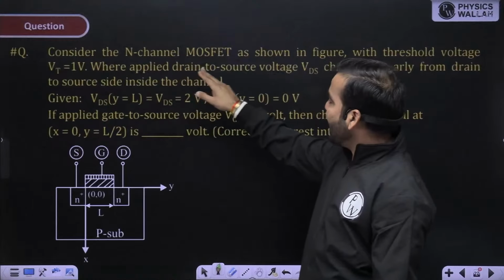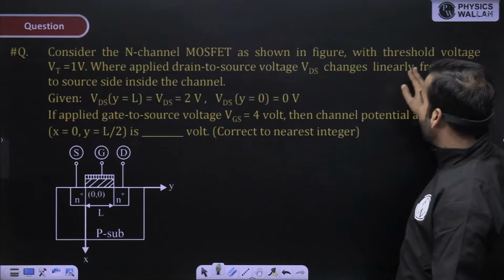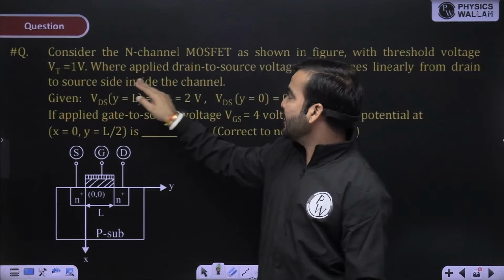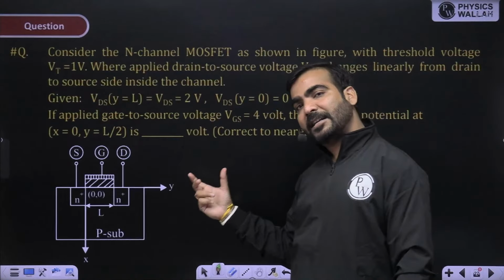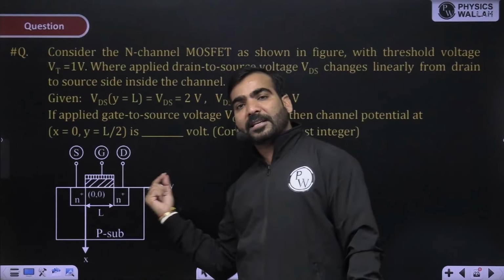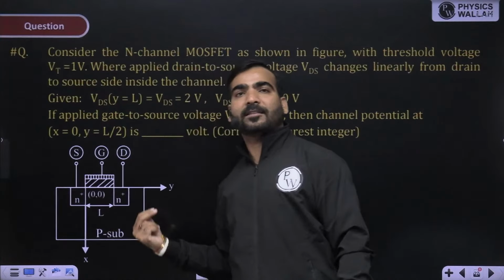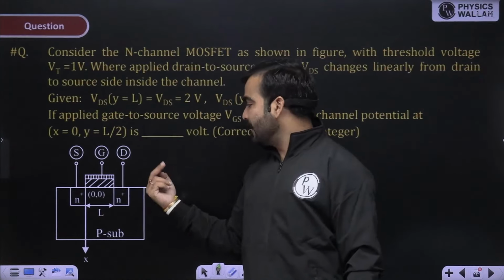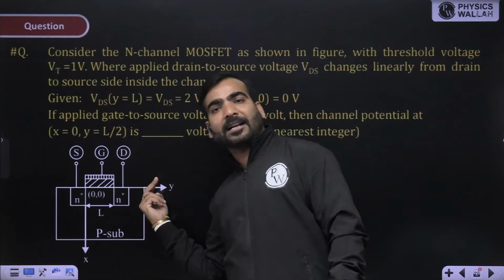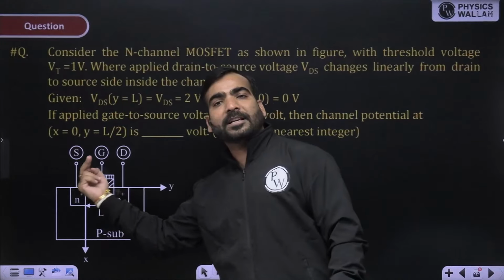Where applied drain to source voltage VDS changes linearly from drain to source side inside the channel. What is the statement that I have given? If you are applying drain to source voltage, that voltage is changing linearly from drain end to source end of the channel. Obviously, on the drain side, if you are applying some 5 volt, then this 5 volt goes on decreasing linearly, 5, 4, 3, 2, 1, and then 0.